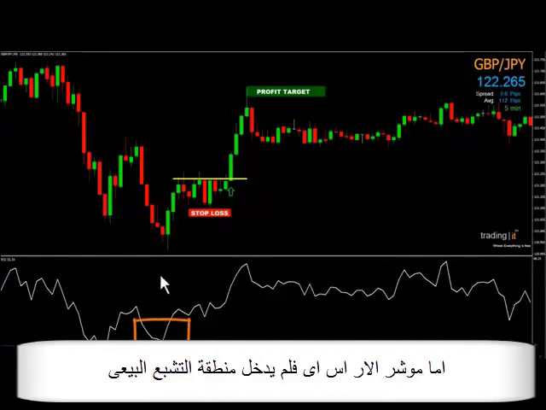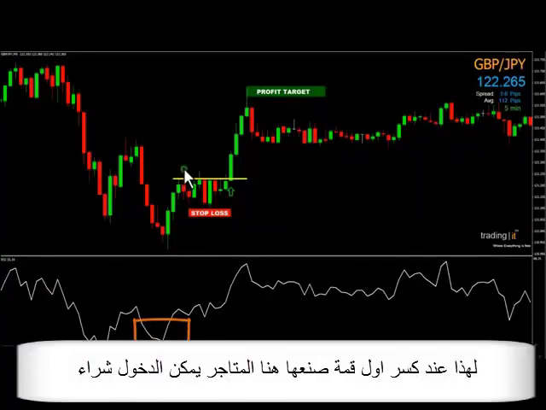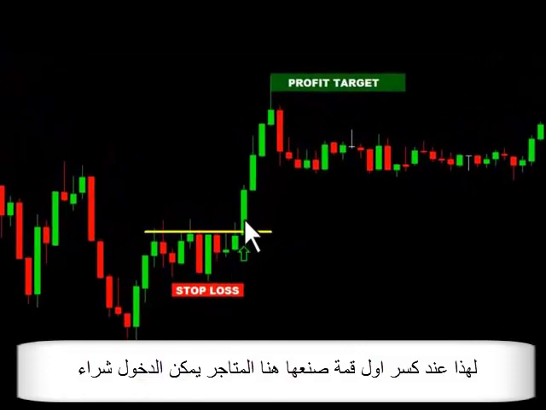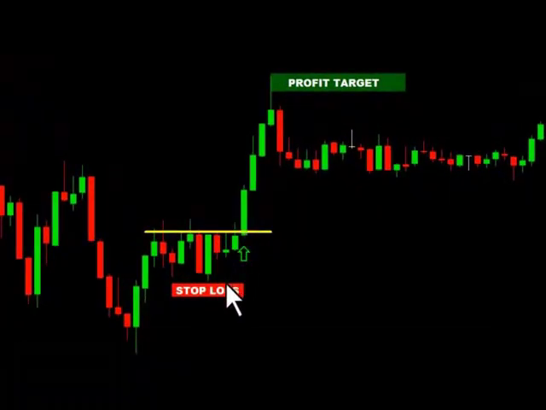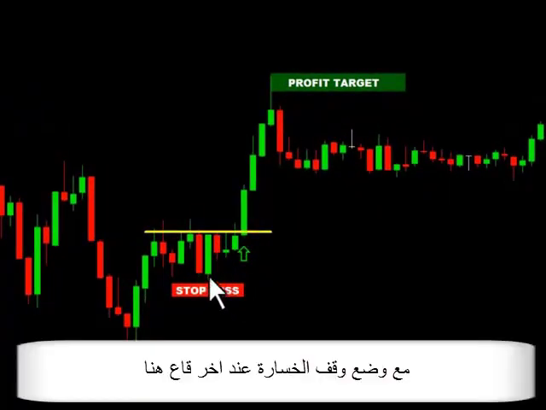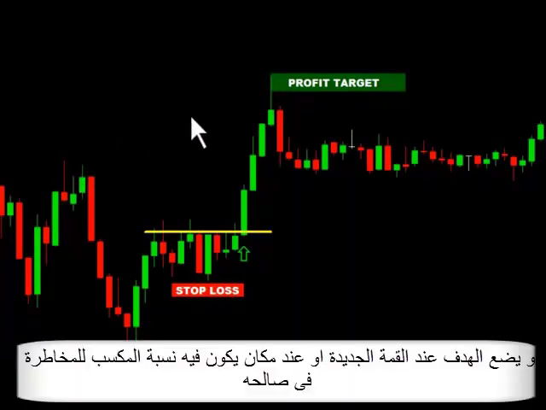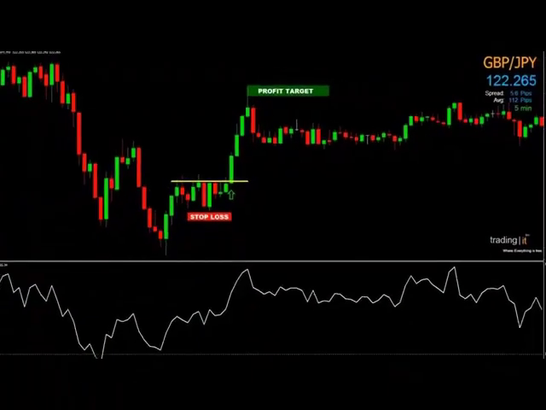Therefore, at the break of this high here, a trader can buy the market right here, enter a stop loss here at the previous swing low, and set a profit target at new highs, or at a point where the risk management ratio is in their advantage.